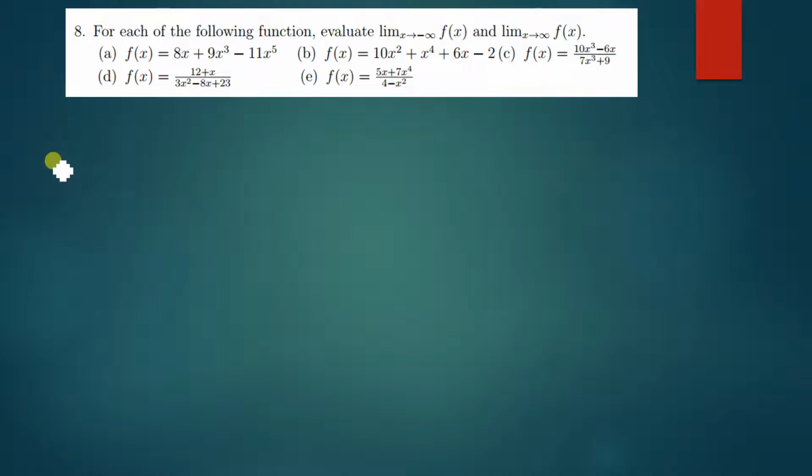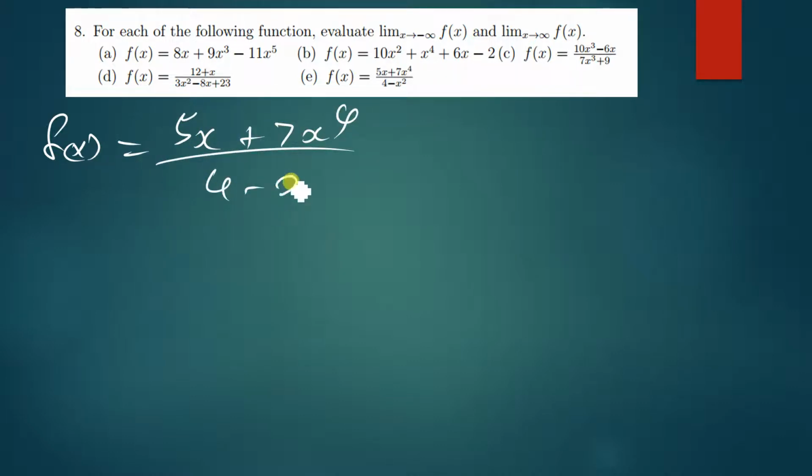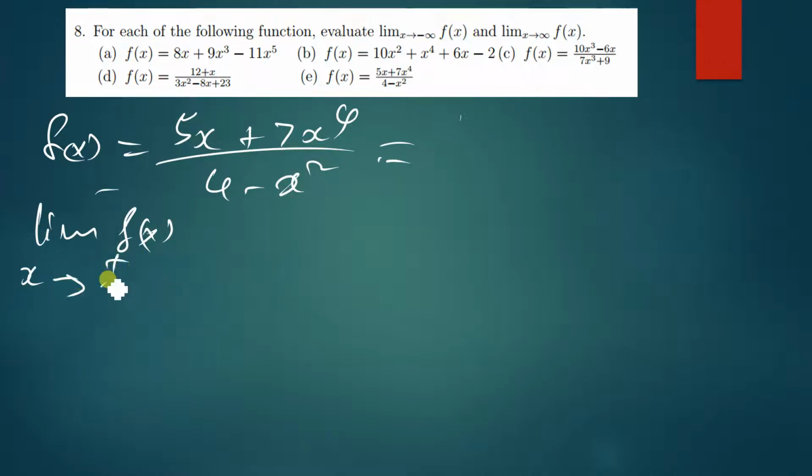For the last part, I'll do it step by step. You do the same to find the limit of that question. You divide the whole expression by the term with the highest power. So we have f of x equal to 5x plus 7x to the power 4, everything divided by 4 minus x squared. When you do the division, you have something like this. So we say the limit of f of x as x approaches positive or minus infinity.